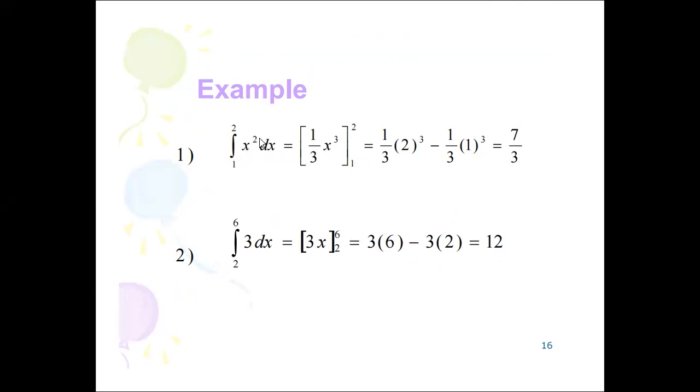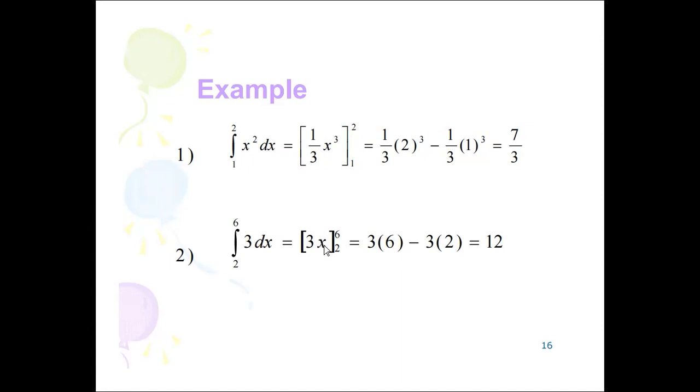For x squared, we use the power rule: x to the power 2 plus 1, divided by 2 plus 1, that means x cubed by 3. Then put the lower limit down and upper limit up. After putting the upper limit, we get 2 cubed, minus, after putting the lower limit x equals 1, we get 7 by 3. Here the coefficient is a constant, so we have to use the constant multiple rule.